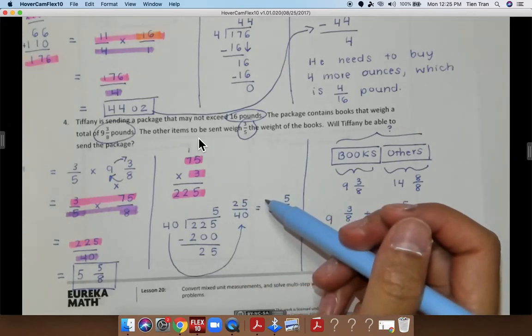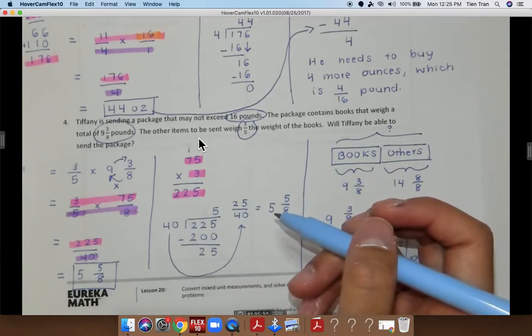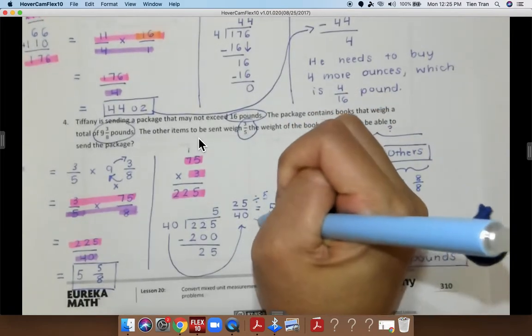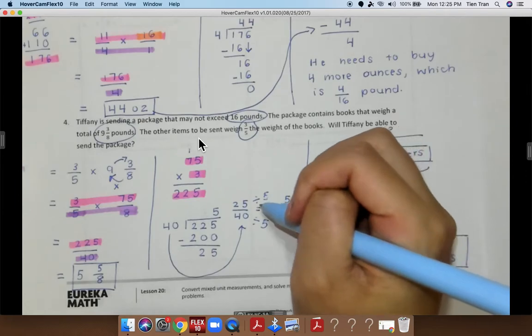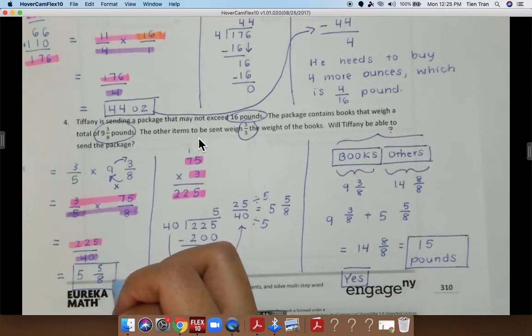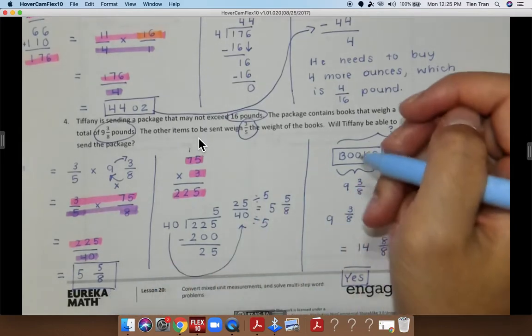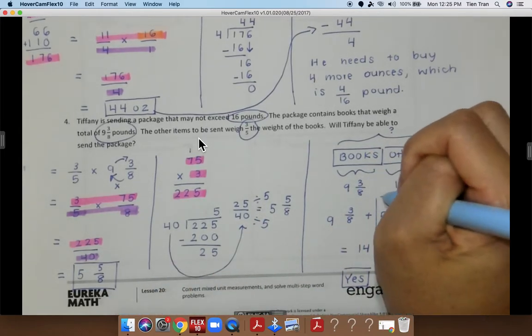But I'm not done yet because I can reduce this by dividing the top and bottom number by 5. So if I divide the top and bottom number by 5, I'm going to get 5 and 5/8. So that's what is written here. Now with this number, I'm not quite done. I'm going to take this number and bring it over here, 5 and 5/8.